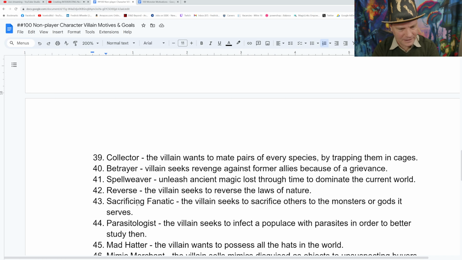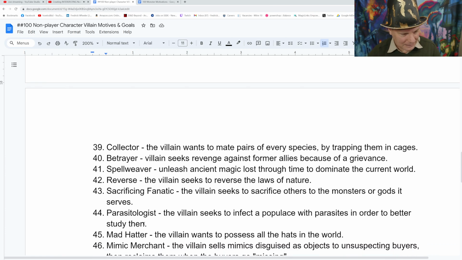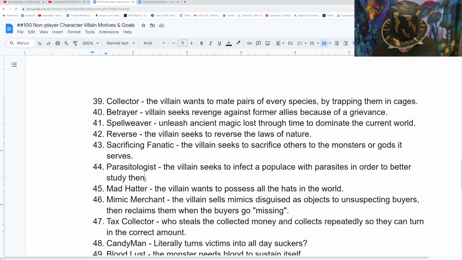Sacrificing fanatic, the villain seeks to sacrifice others to the monsters or gods it serves. Parasitologist, oh good lord, parasitologist. The villain seeks to infect a population with parasites in order to better study them. Yeah, I think that's them, not then. Them. Okay. Mad Hatter, the villain wants to possess all hats in the world. Okay, that's a joke on my part.